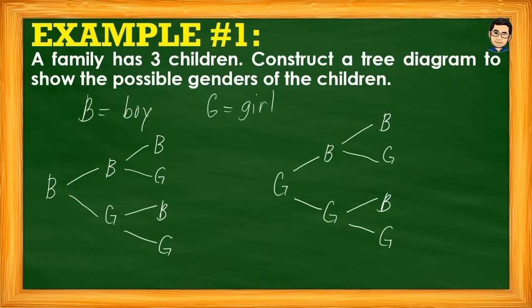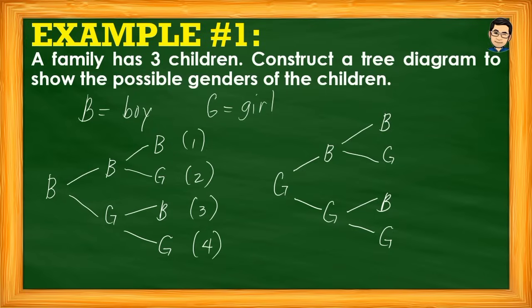So kung bibilangin natin kung ilan yung mga possible genders na yan, yung possible combinations ng kanilang mga anak, dito tayo mag-i-start. Dito muna sa B. Maaring yung anak niya, boy, boy, boy. Lahat boys. Maaring boy, boy, girl. Boy, girl, boy. Boy, girl, girl.